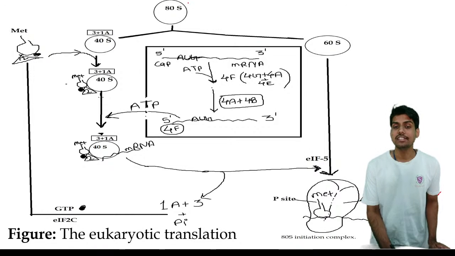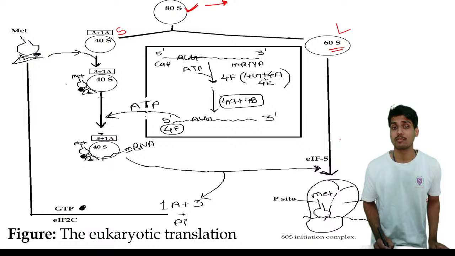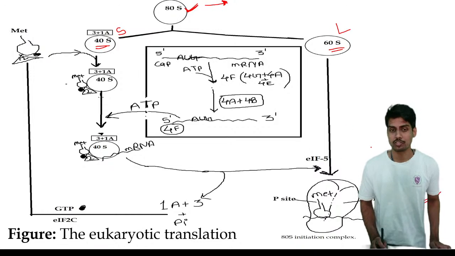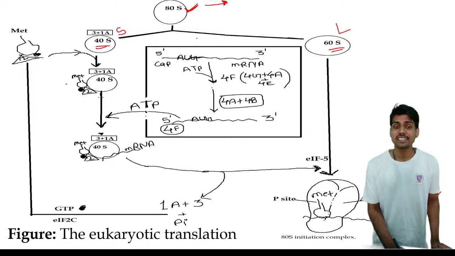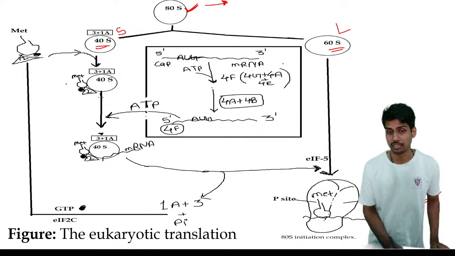See, these are the 80S ribosomal units in the eukaryotes. We have already seen them. But if we consider their subunits, they are formed out of one larger unit and one smaller unit. The larger unit is the 60S ribosomal unit, and the smaller unit is the 40S ribosomal unit. Now, what will happen in the initiation phase of this translation is that this 80S ribosomal unit will dissociate into two forms.